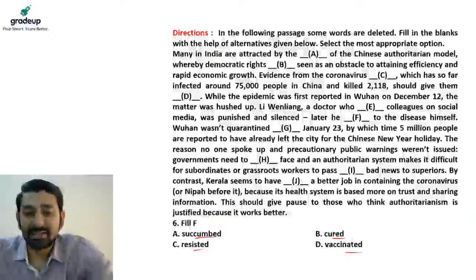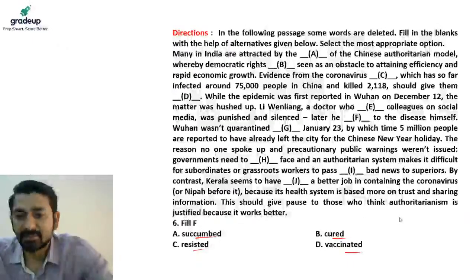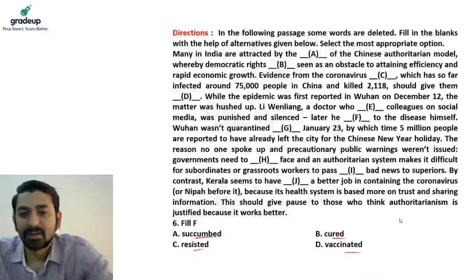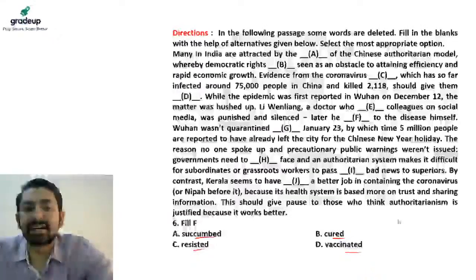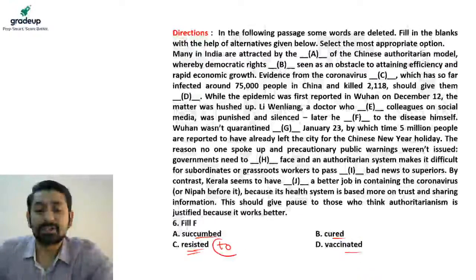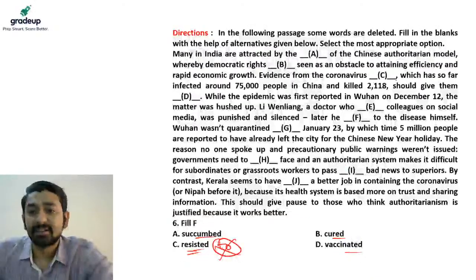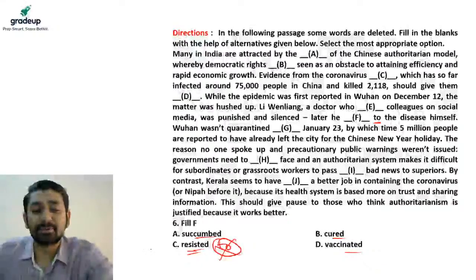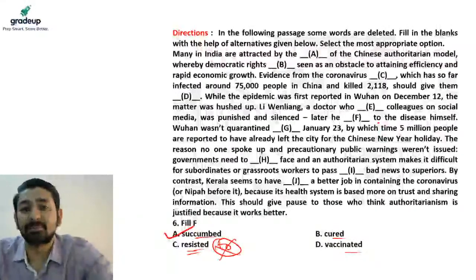A few people are saying A. Some are saying resisted to the disease. Mohit Garg, let me tell you, if you select this option, resist does not take the preposition to. It doesn't take it. Look, after F, it says to. Resisted does not take the preposition to. The correct answer is succumb.